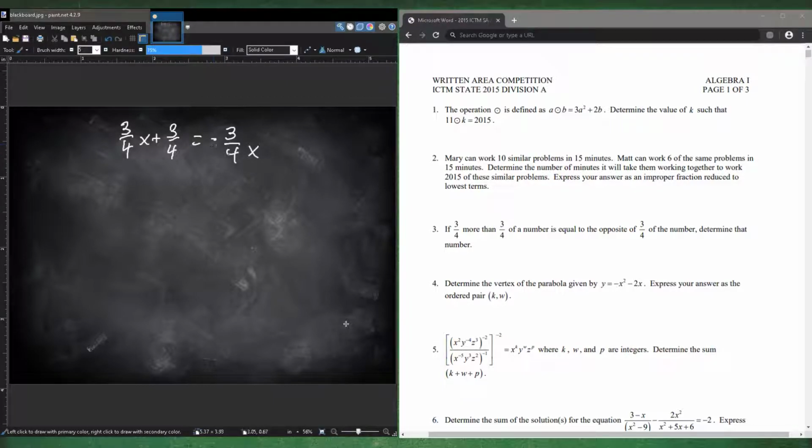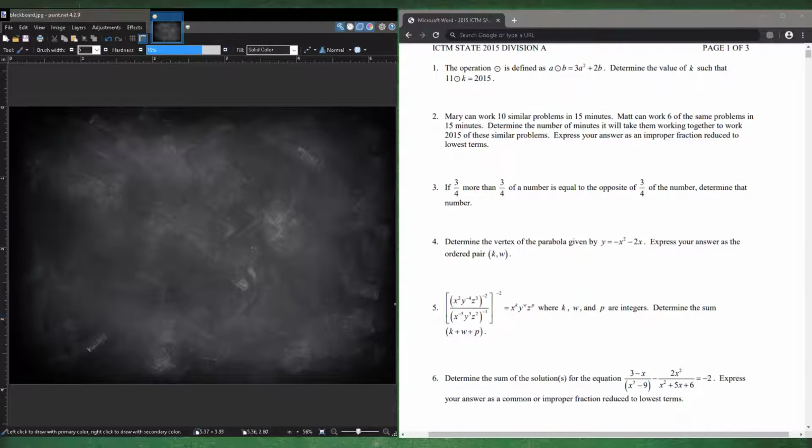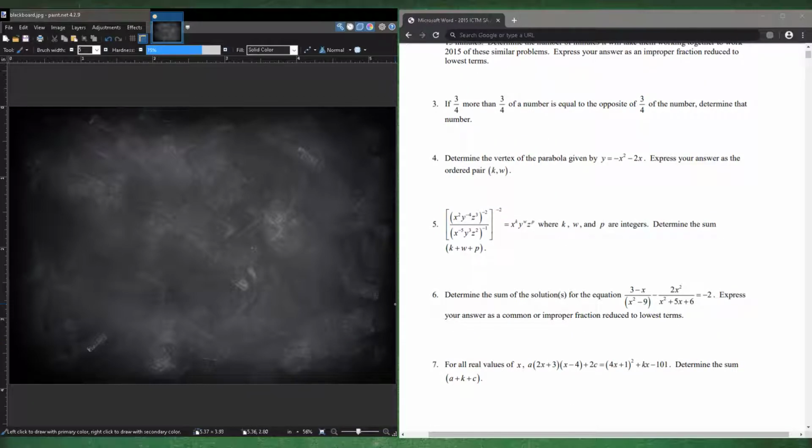So add the variables together. So that's 6 over 4x equals negative 3 over 4. So that means x has to equal negative 1/2. So that's your answer for number 3. Basically that simple. Number 4, determine the vertex of the parabola given by y equals negative x squared minus 2x.